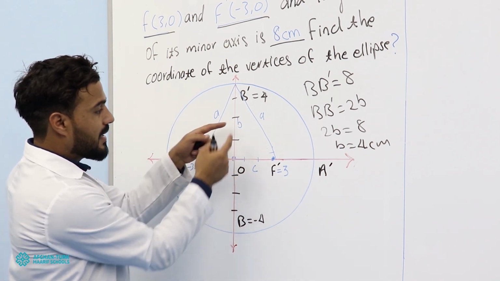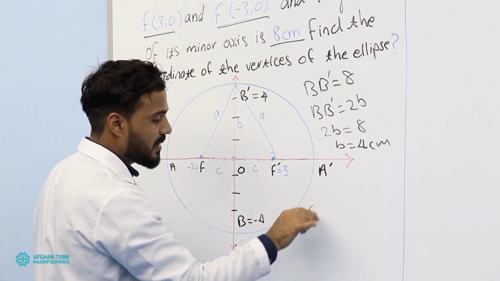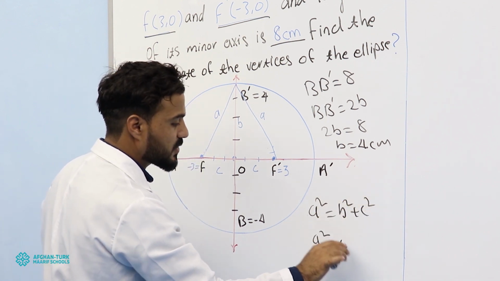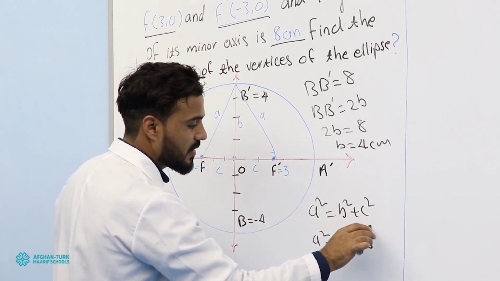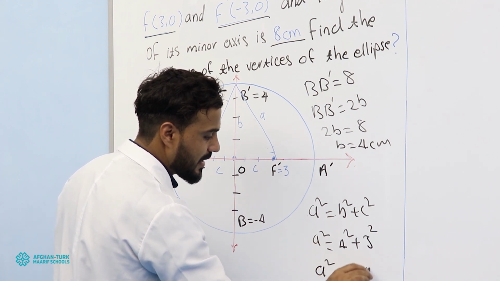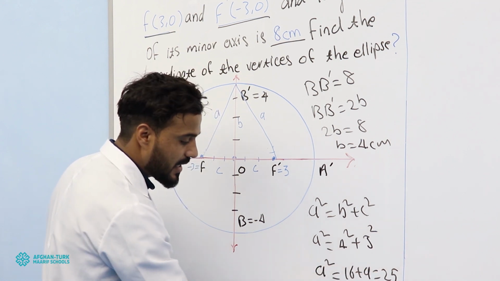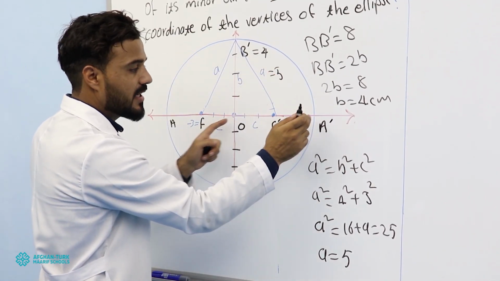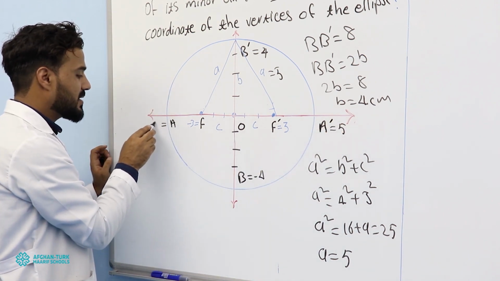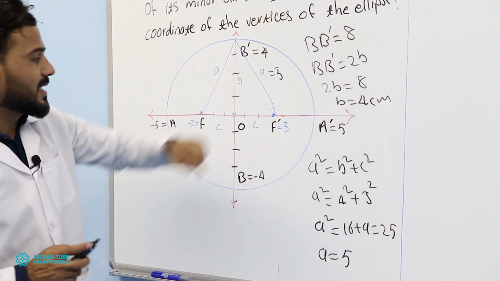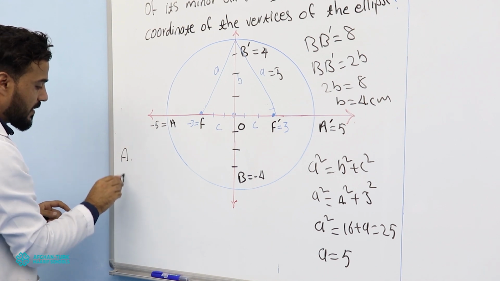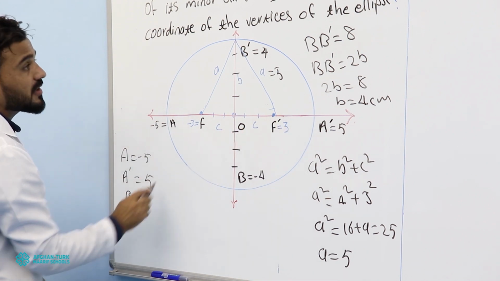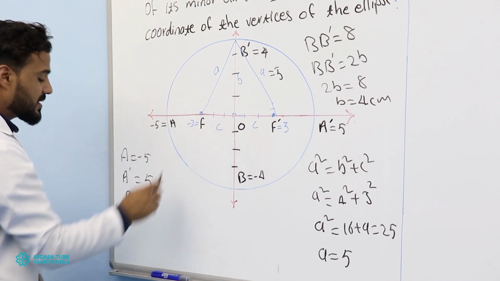So dear students, in here we have B and C, so we can find A easily. From the Pythagoras theorem we have A square is equal to B square plus C square. B is equal to 4, it means 4 square plus C square, C is equal to 3, it means 3 square. So A square is equal to 16 plus 9, which is equal to 25. When we get the square root of both sides, A will be equal to 5. It means that this distance is equal to A, which is equal to 5, and this distance is always equal to A. So A' is equal to 5 and A is equal to minus 5. The question asked us to find the vertices of this ellipse. So the vertices are A, A', B and B'. A is equal to minus 5, A' is equal to 5, B is equal to 4, and B' is equal to minus 4.